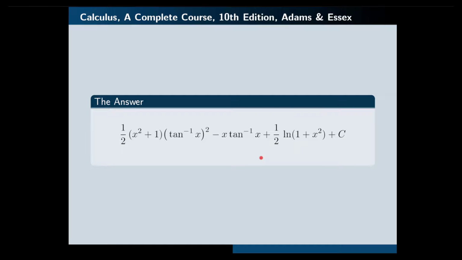1/2 (x squared plus 1) times tan inverse x squared minus x tan inverse x plus 1/2 ln of (1 plus x squared) plus a constant c.